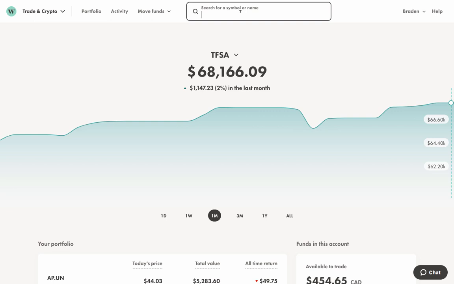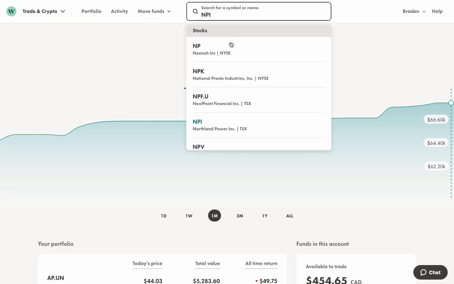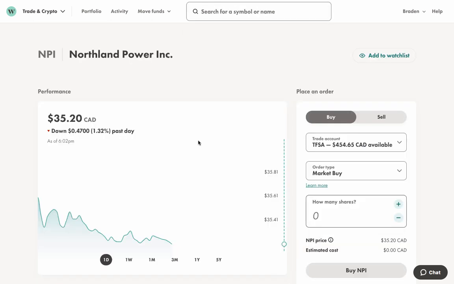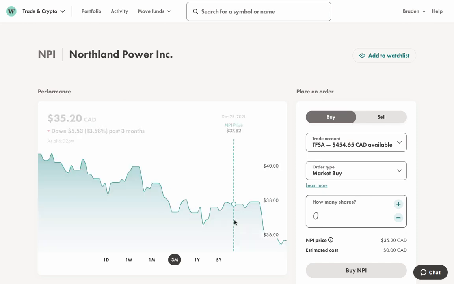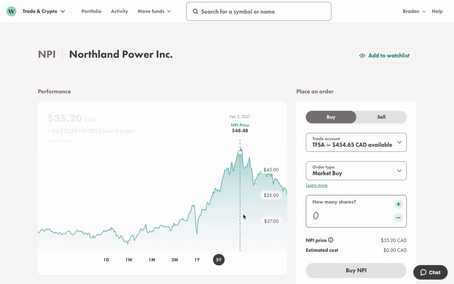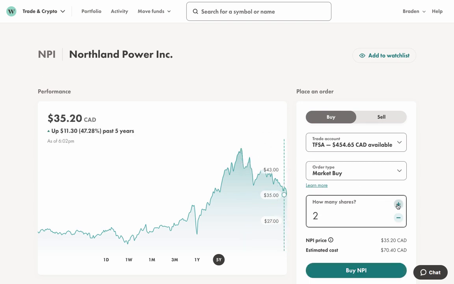So to get started with the companies that I want to buy, the first one that I'm looking at here is NPI. This is Northland Power. Smashed to bits, and that's okay. If you look at their 5-year chart, overall, since before COVID, they're doing all right, but they have just been really declining since about a year ago. And I'm pretty sure these guys are just going to keep falling, but anyways, I'm going to start riding that wave all the way down.